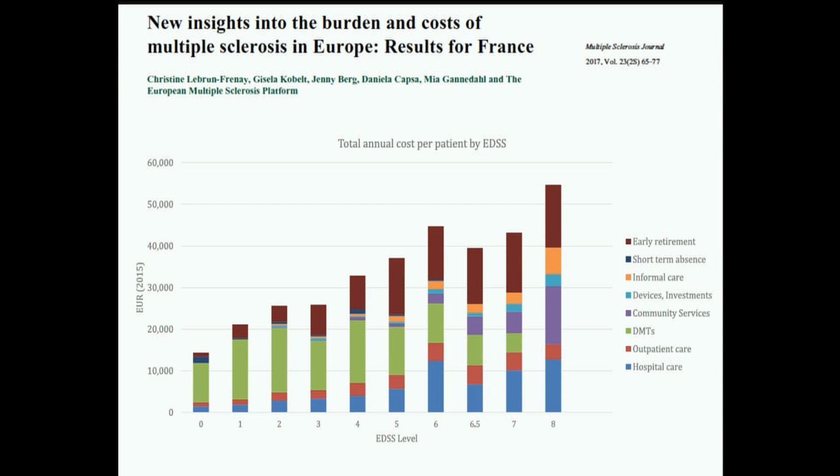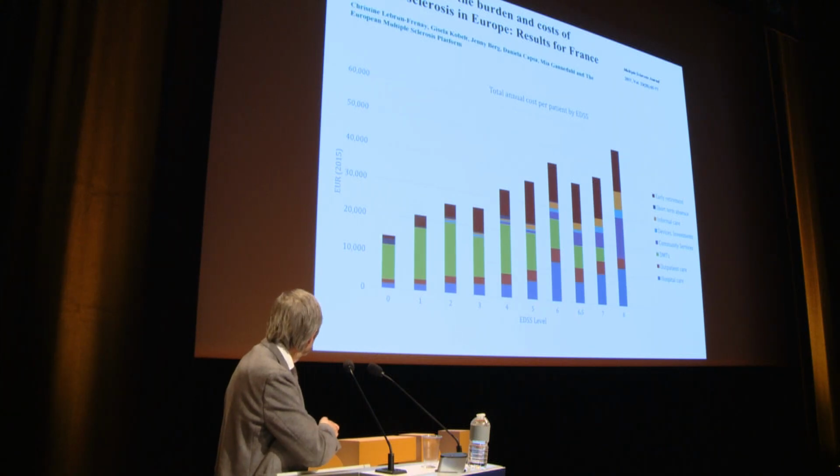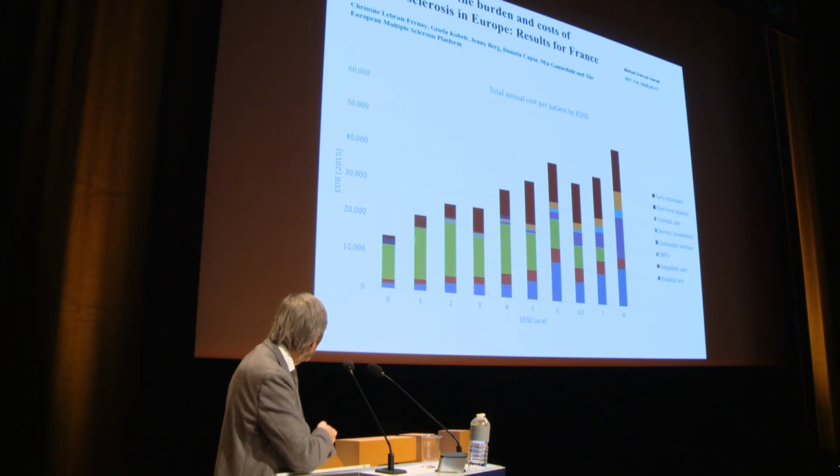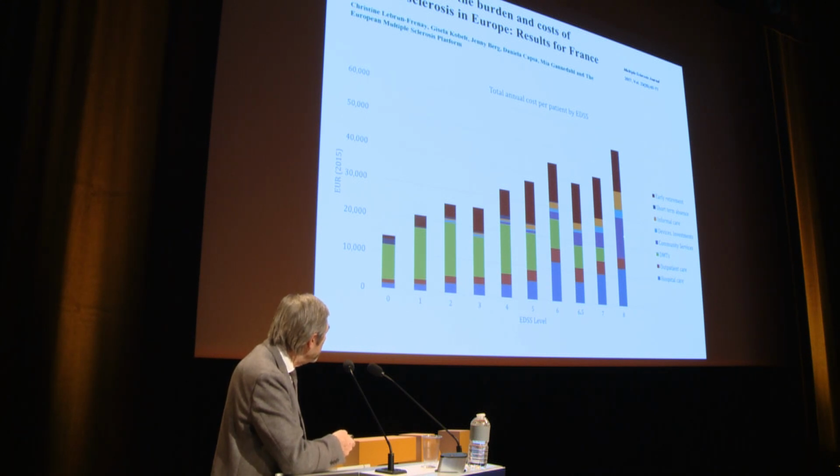And you see this by EDSS, the cost of the disease by EDSS, and you see it varies from 15,000 euros to more than 50,000 euros. And there is a shift between the types of cost. The green is the cost of treatments, and you see that the green bar is lowering. In the final part of the disease, when patients are very disabled, the costs are completely different, with community services, early retirement, and so on.